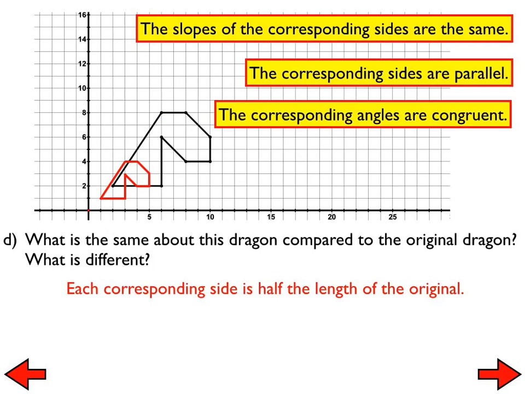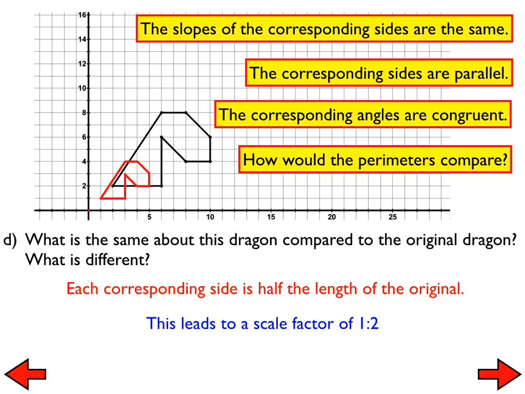All the corresponding angles are congruent to each other. Not only that, but since we have a scale factor of 1 to 2, the perimeters, how would they compare? Well, the perimeter would be half as big on the red dragon head compared to the black one. And as far as the areas go, whatever the area of the black one is, the red one would be 1/4 as big as that. Just utilizing some ideas that we talked about earlier in the lesson.